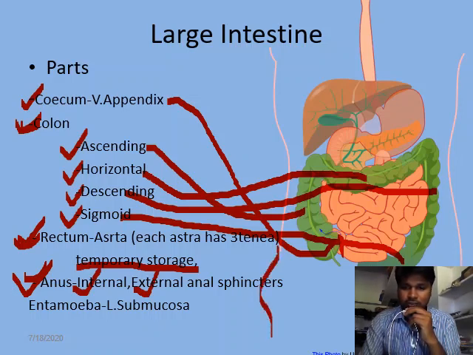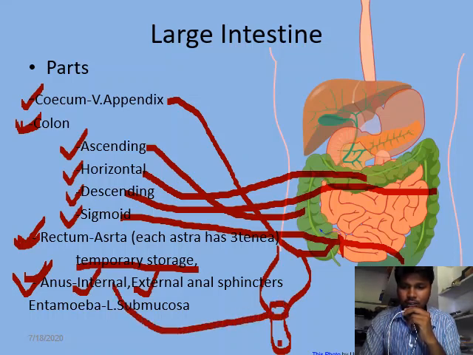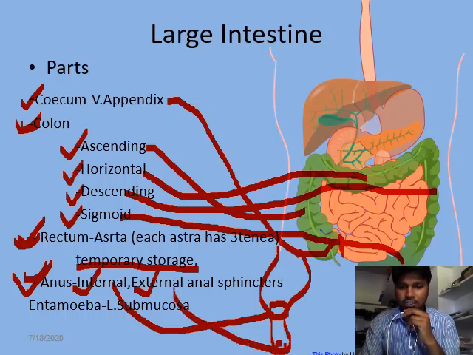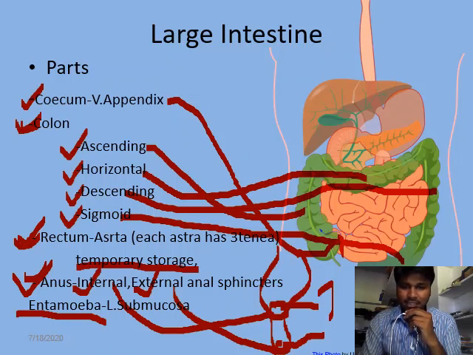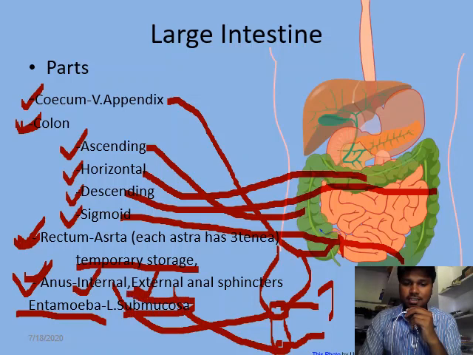I'm drawing here. Suppose this is the anus, so the anus will have an upper sphincter which is called the internal sphincter, and the lower sphincter which is external. The internal sphincter is involuntary in function, and the external sphincter is voluntary in function. We all know about Entamoeba histolytica, which is a parasite. It resides in the submucosa of the large intestine.